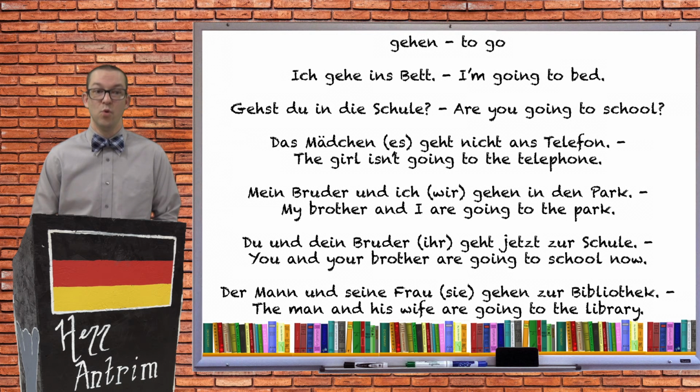Du und dein Bruder geht jetzt zur Schule. You and your brother are now going to school. Ihr geht jetzt zur Schule. Der Mann und seine Frau gehen zur Bibliothek. The man and his wife are going to the library. You could also say, sie gehen zur Bibliothek.